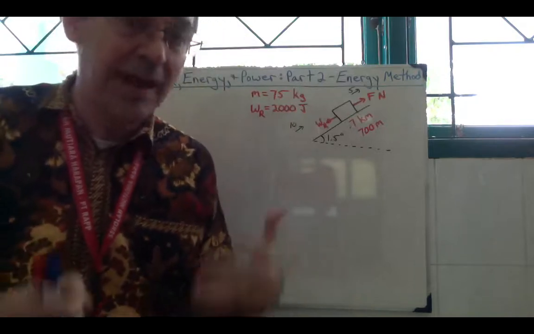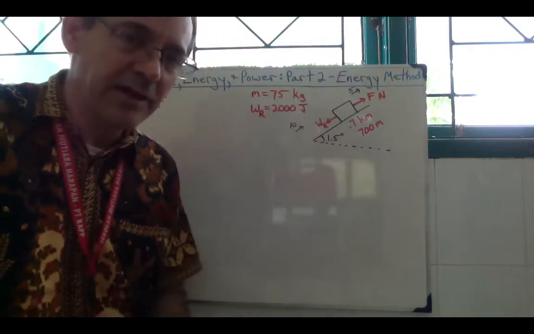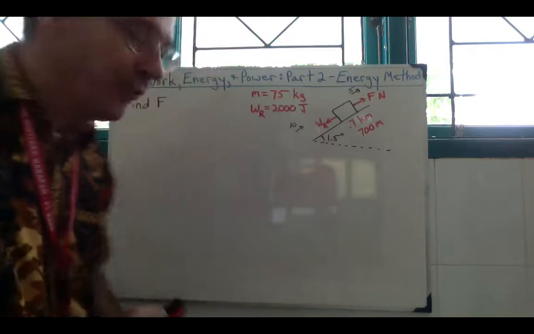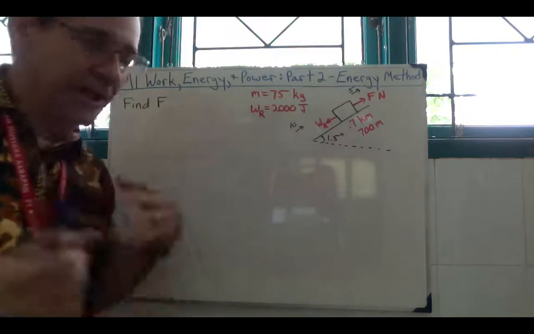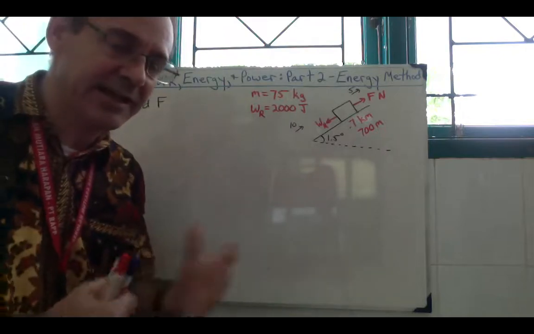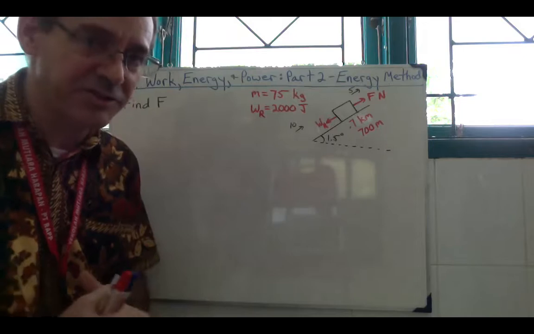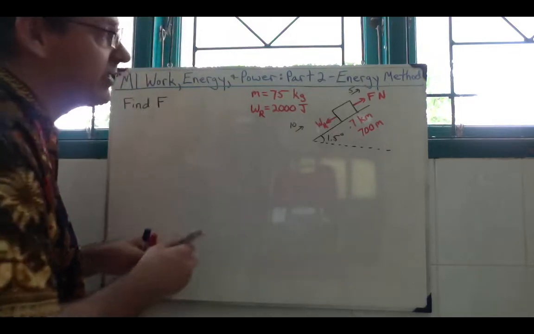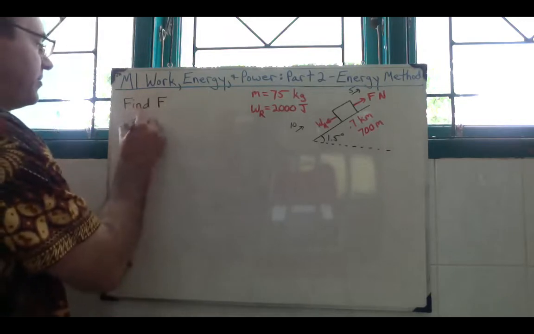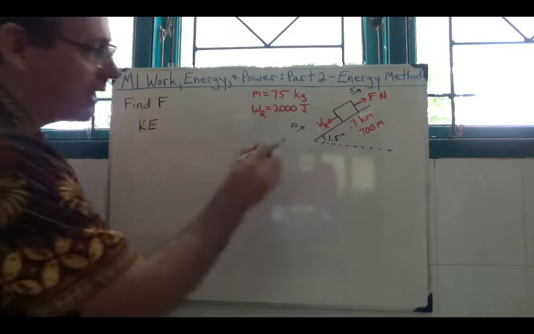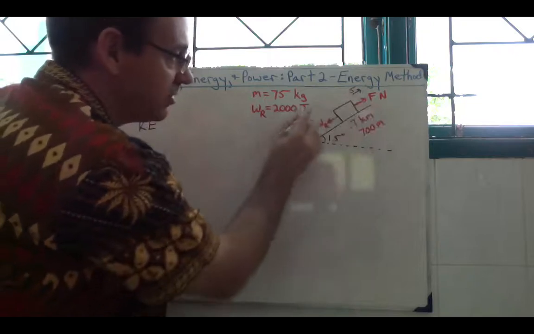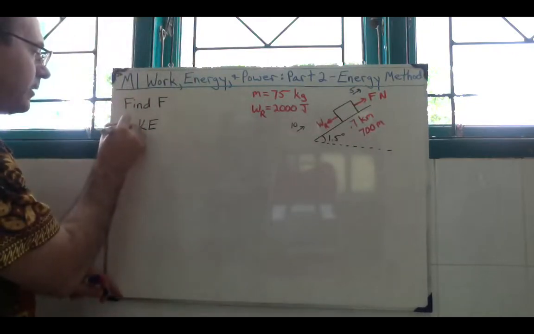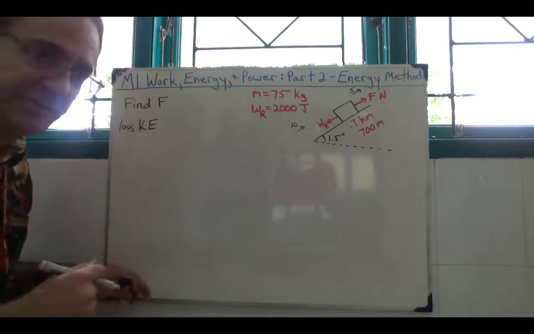So I'm going to show you a different way that we can solve the same problem, and that's using energy. So what we want to do is focus on our two types of energy, kinetic energy and potential energy. So we'll start with our kinetic energy. And by the way, since we are going uphill and you can see that the velocity is decreasing, this is going to be a loss of kinetic energy.